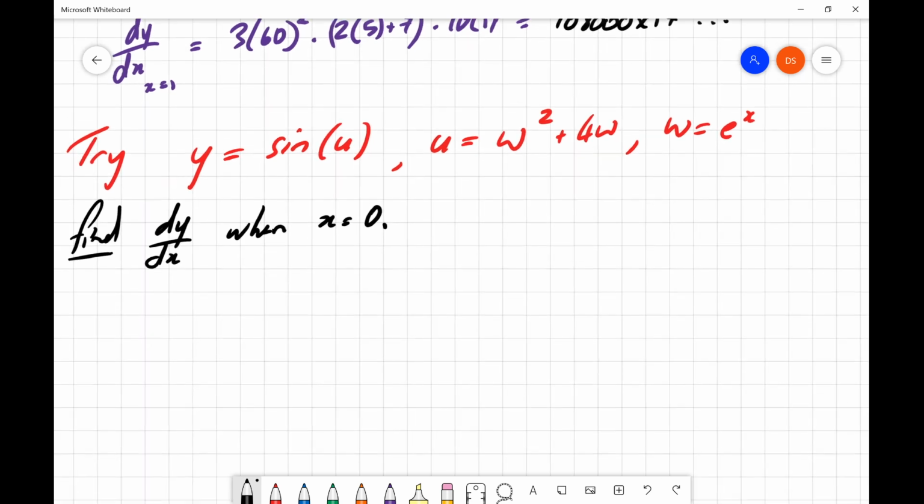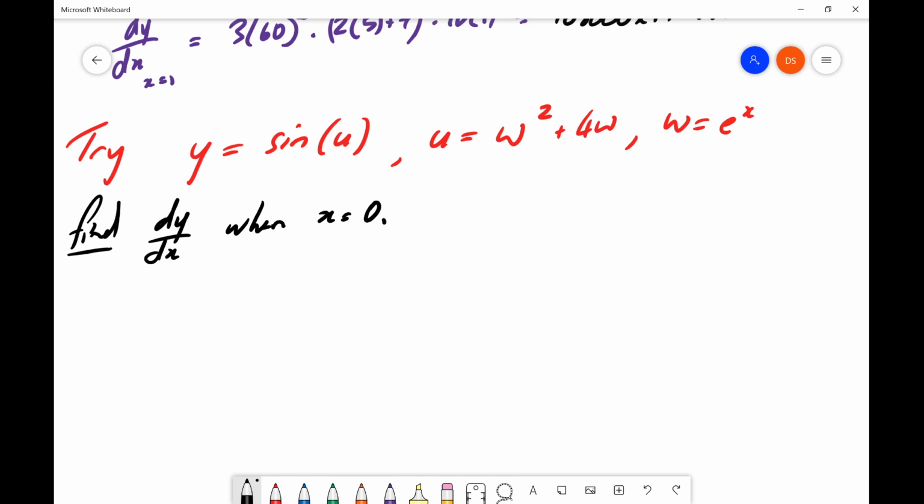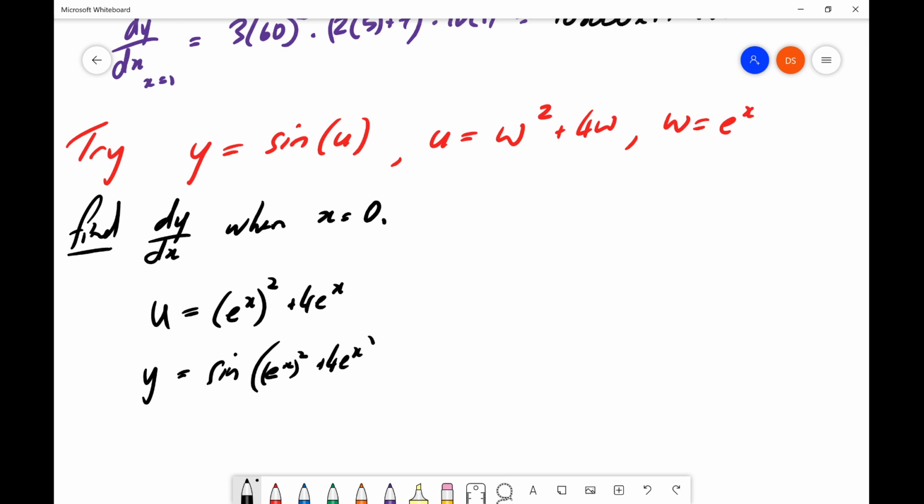What I'm going to do first is the wrong way, just to show you how ugly this is. So I'm going to write u in terms of x. It's going to be e to the x squared plus 4e to the x. And then y equals sine of e to the x squared plus 4e to the x. It's not terrible, but it's not pretty. So I could differentiate that.